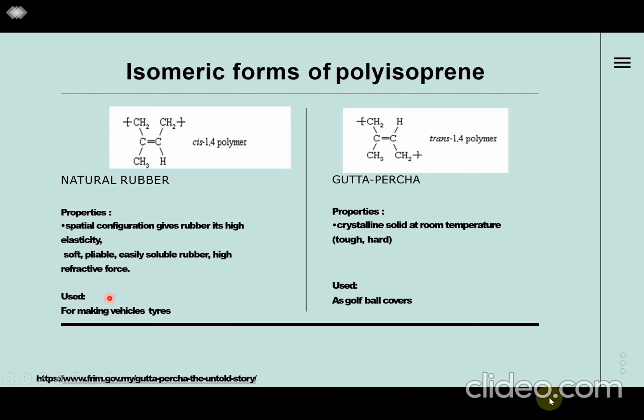It is often used to make vehicle tires. As for the trans counterpart, it is commonly a crystalline solid at room temperature. Therefore it is tough and really hard. It is used to make golf ball covers.